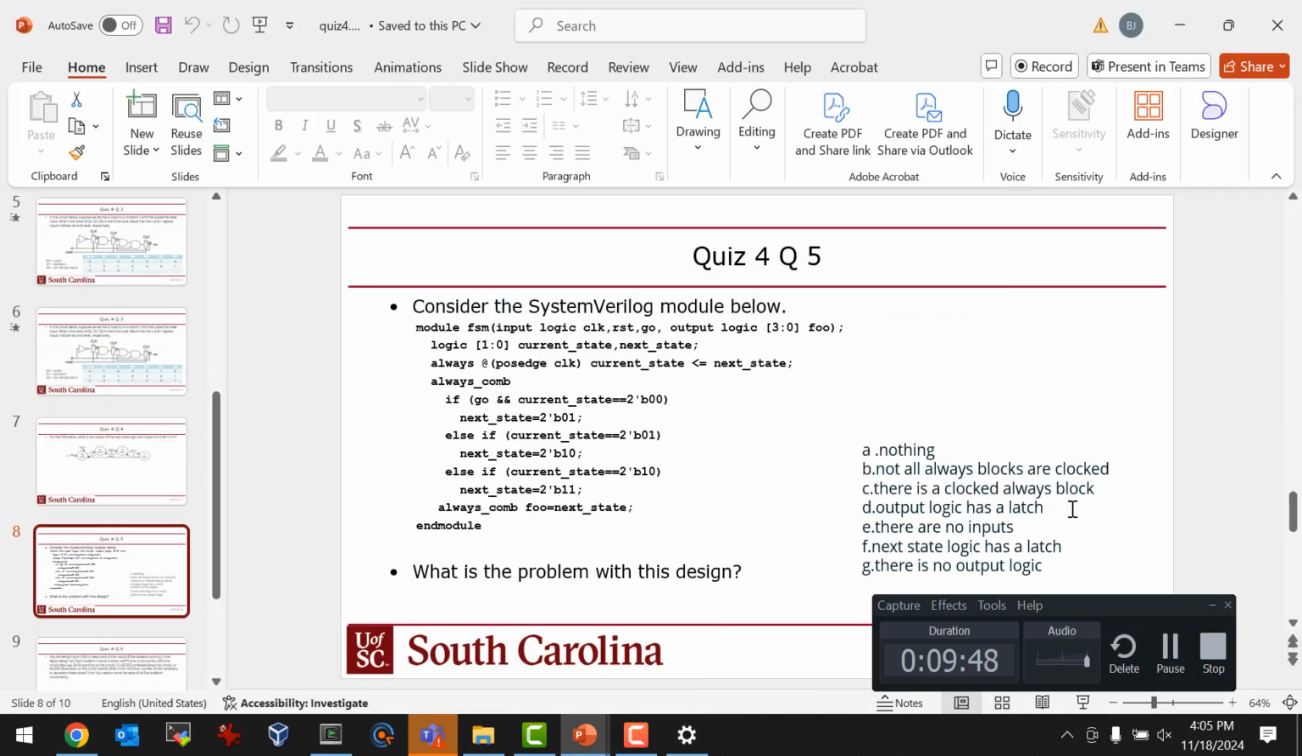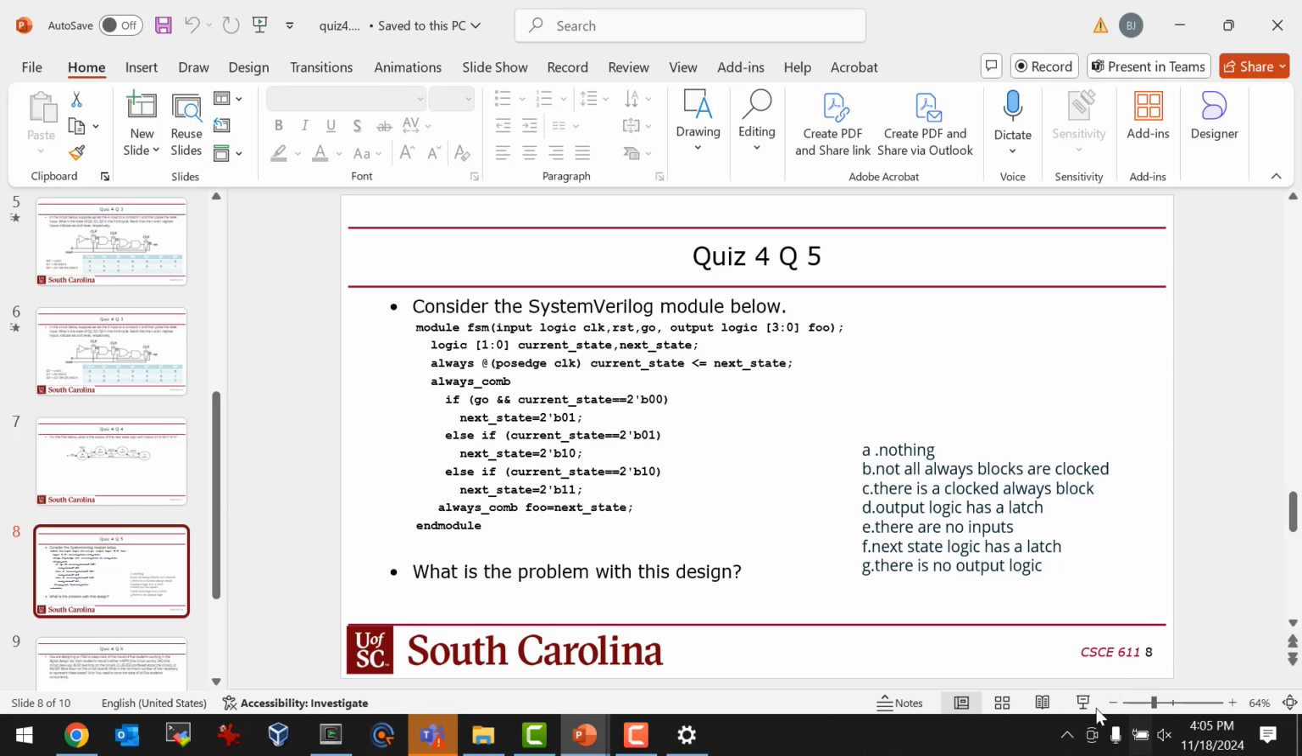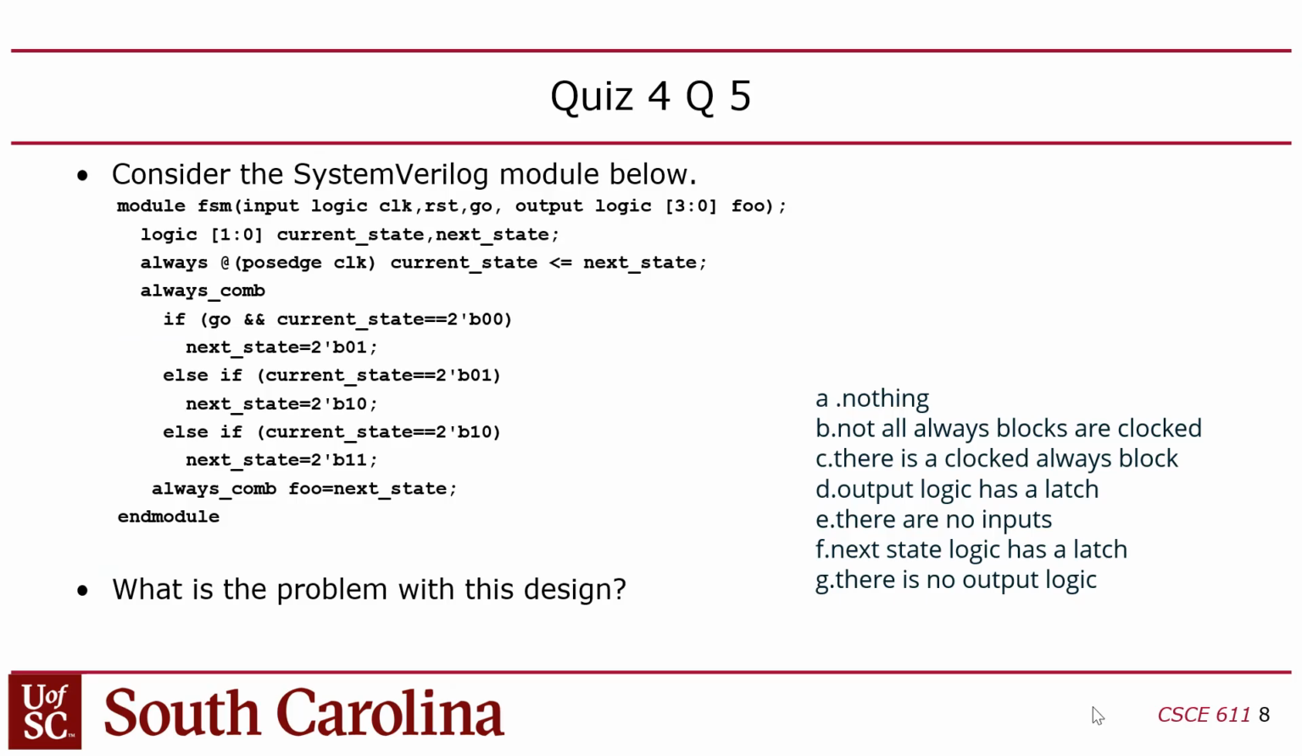Okay, this one gives the SystemVerilog, and then it says, what's the problem with the design? This is kind of tricky. If you look here, you've got the next state logic. This always block is the next state. I'm sorry, not next state, clocked logic. This is the clocked logic. It just sets the current state to the next state. Then you have the next state logic, that's the combinational logic here. And then down here, you have the output logic. So you have all 3 pieces, except they're kind of crammed together.